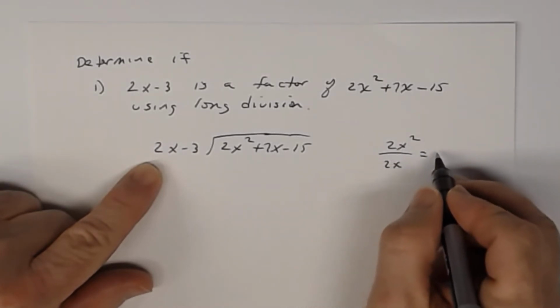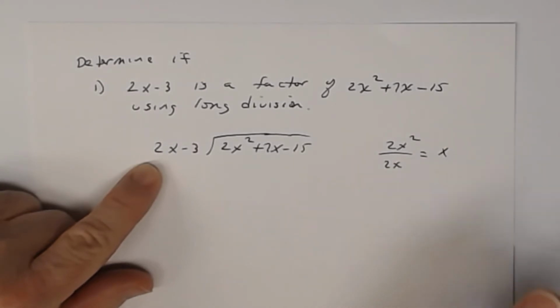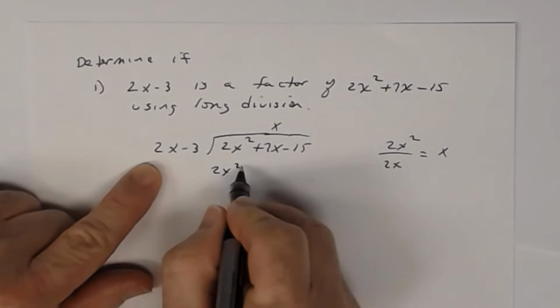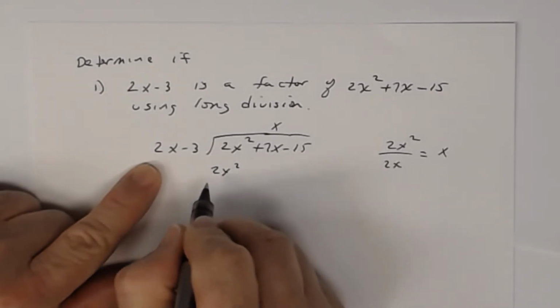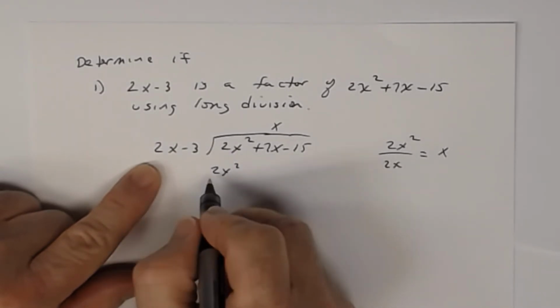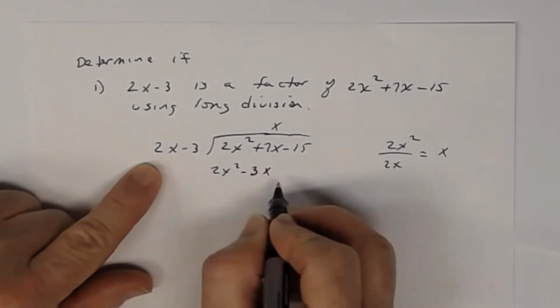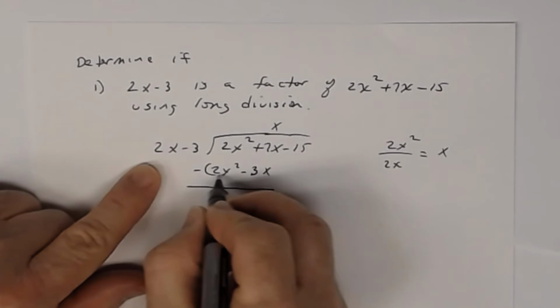When you reduce this, simplify this, that's just x, right? So you get x. So x times 2x is 2x squared. Now remember, if you're doing this correctly, these two better be the same, so that when you subtract, they cancel out. X times a negative 3 is a negative 3x. All right, and so the next step is to subtract.